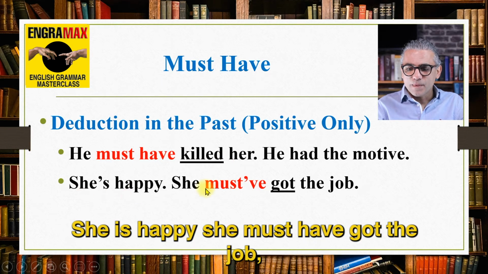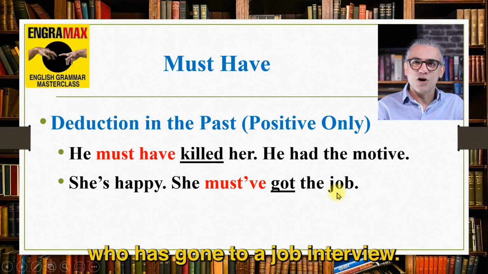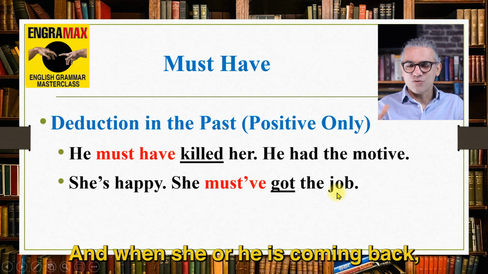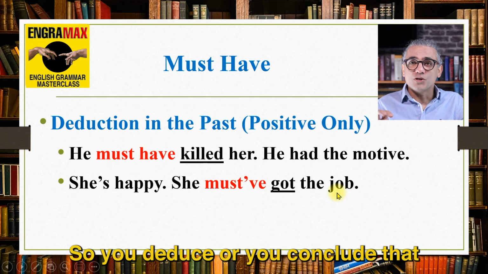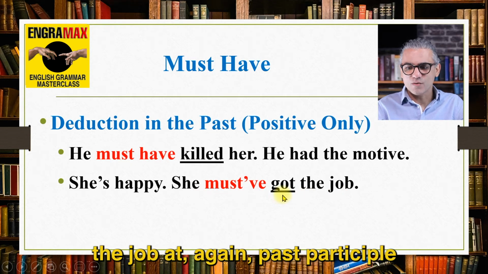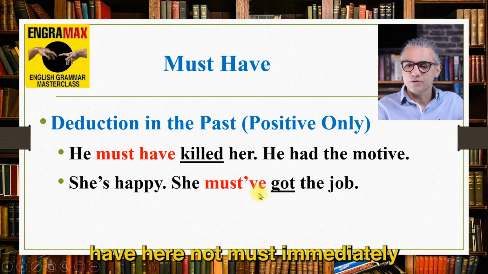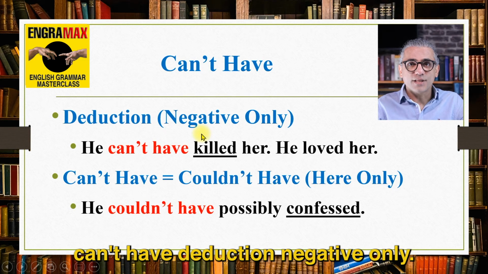She is happy. She must have got the job because, you're waiting for your friend who has gone to a job interview. And when she or he is coming back, you see that they are happy. So you deduce or you conclude that she must have got the job. And again, past participle because it is following have here, not must immediately. Can't have, deduction, negative only.